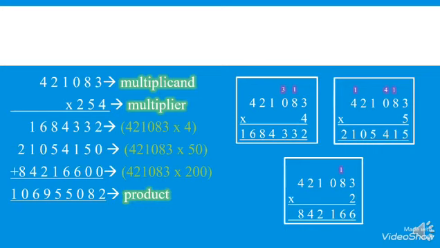4 4s are 16. Now multiply by the tens digit of the multiplier, which is 5. But first we add 0 at the unit column. Then start multiplication with 5. 5 3s are 15, write 5, 1 will be carry. 5 8s are 40 plus 1, 41. You will write 1, 4 will be carry. 5 zeros are 0 plus 4 will be 4. 5 1s are 5. 5 2s are 10. You will write 0, 1 will be carry. 5 4s are 20 plus 1, 21.